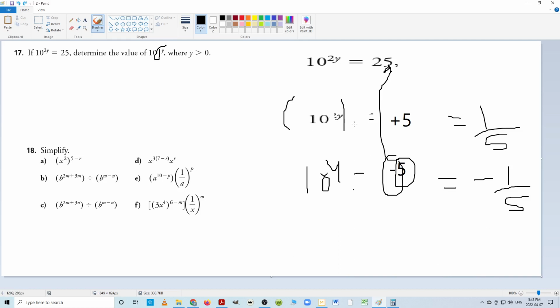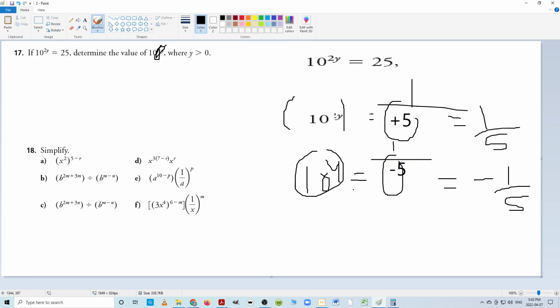So here I can see that 10 to the y is equal to 5, and 10 to the y is equal to minus 5. Well, all a minus does is say, okay, we'll take whatever that number was and put it as a fraction, which means 10 to the negative y. Oh, and it says where y is bigger than 0.